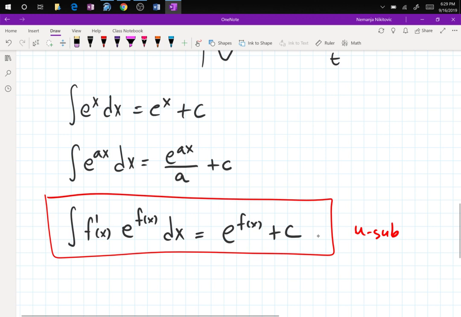Yes? My Calculus 1 teacher forced us to use u substitution for the second equation. Do we have to use u sub for the second equation? No, you don't. Okay, gotcha. Either way, it is a u sub. You prove that formula through u sub, but if you know it, there is no reason to suffer.